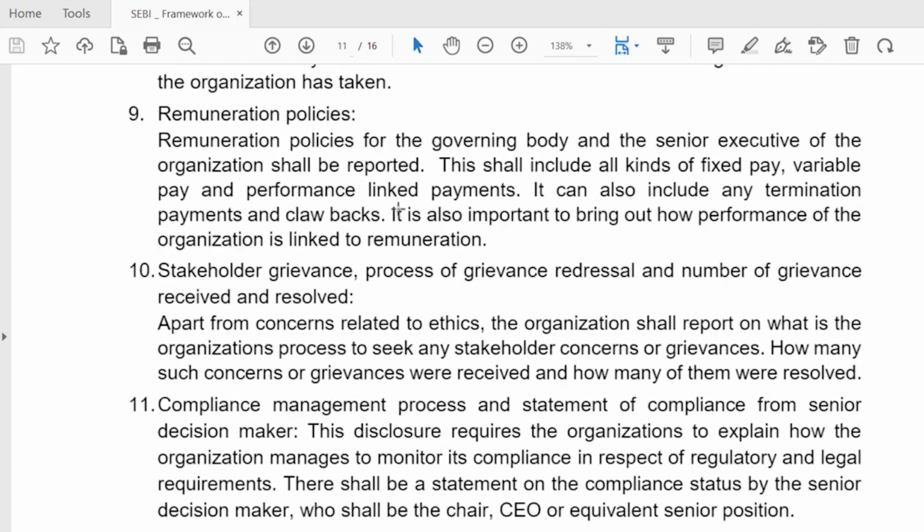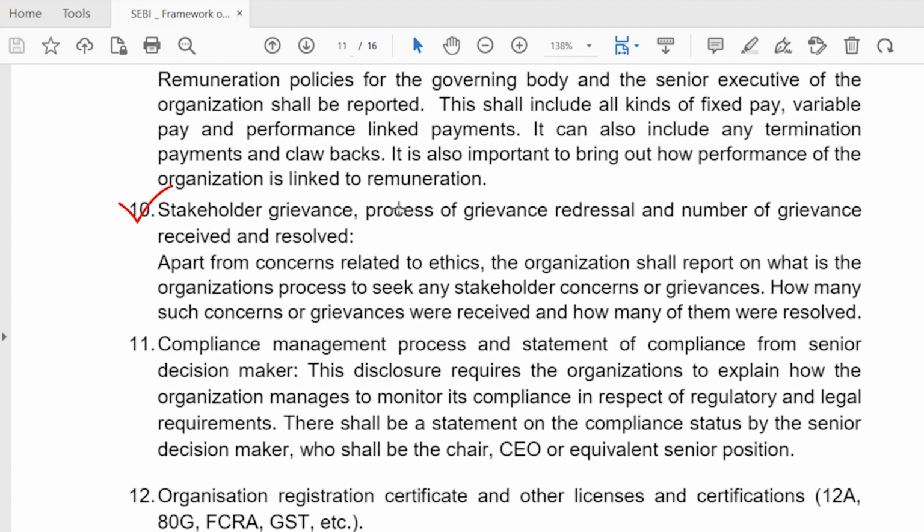Then comes the disclosure on the stakeholder grievance and the process of redressal, along with the disclosure on the number of grievances received and resolved during the reporting period.